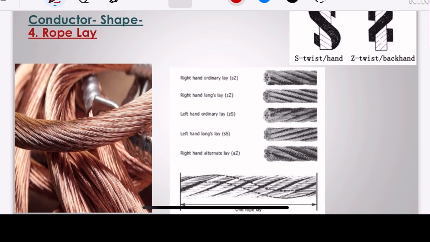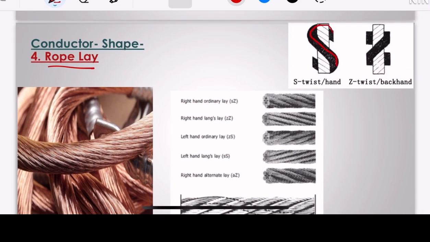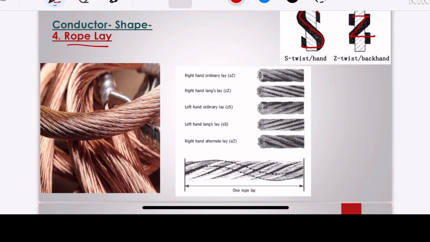Now there is one another shape of the conductor, that is rope lay. Here you see like a rope, if we bind the conductor then that arrangement of conductor is called rope lay. There are many classifications also for the rope lay, like S twisted and Z twisted. Okay, this is all about the construction of conductor in a cable. I have covered almost all topics related to conductor for a cable.